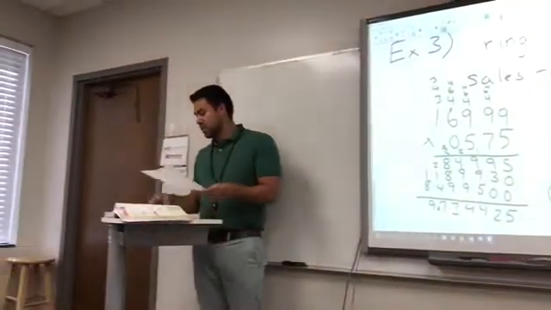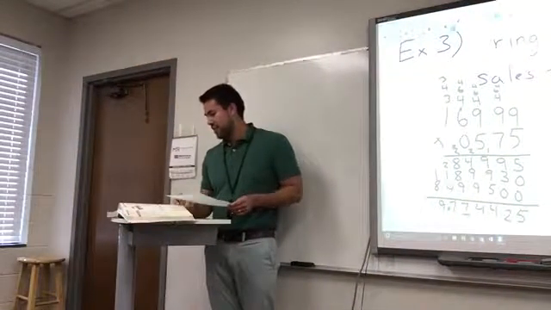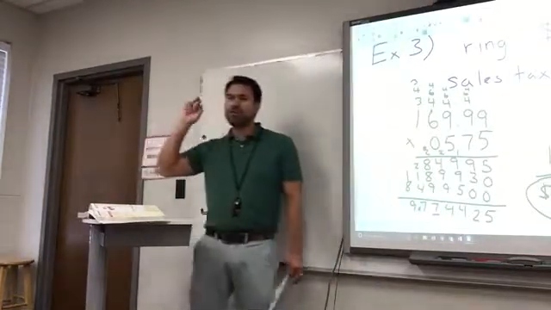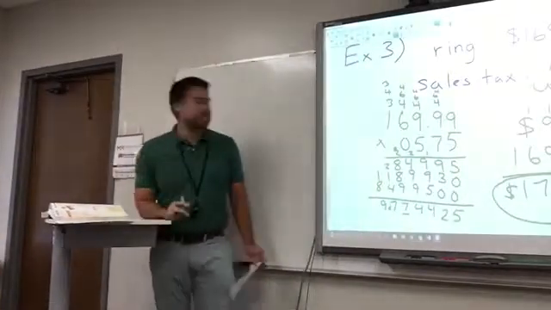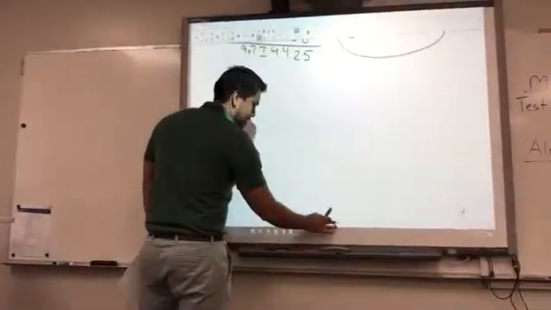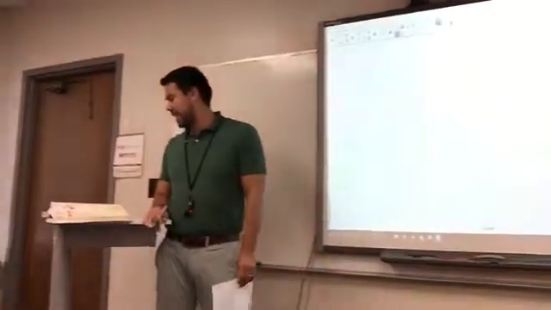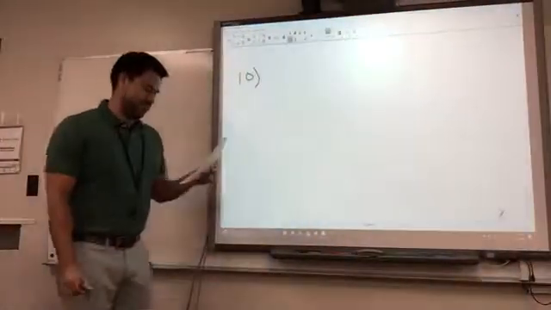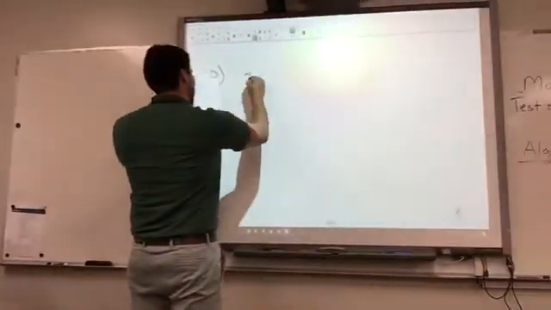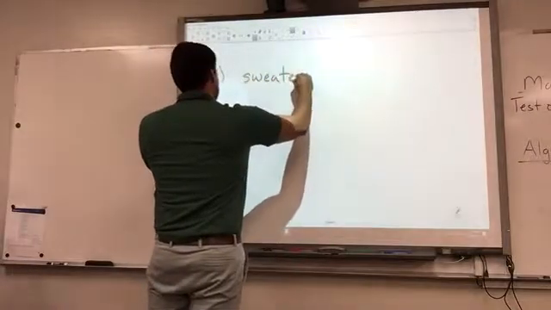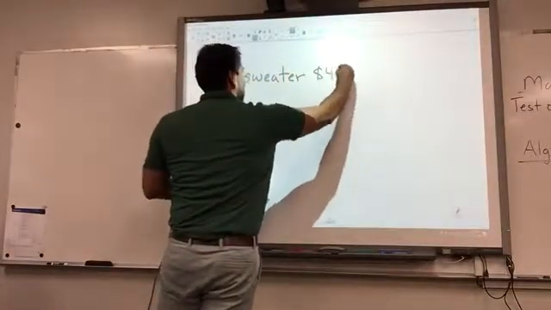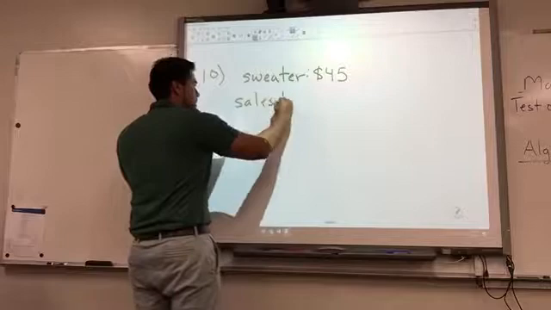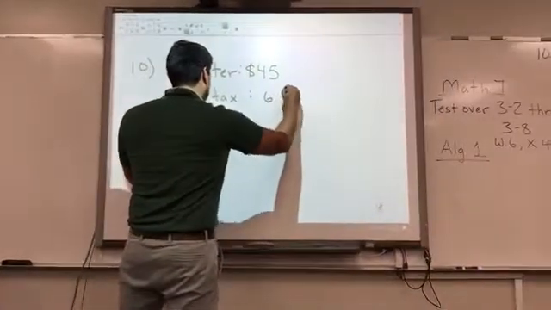Anyway. All right, let's work out number 10 on page 225. This is the problem you're doing. A sweater is $45, nice and even. And then your sales tax is 6.5%. So number 10 on page 225. Use a different piece of paper. A sweater for $45. And the sales tax is going to be 6.5%.